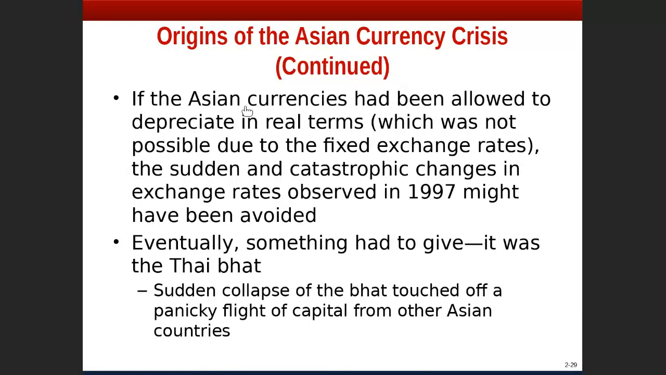If the Asian currencies had been allowed to depreciate in real terms, which was of course not possible because of the fixed exchange rate regimes in place, the sudden and catastrophic changes in exchange rates observed in 1997 might have been avoided. Eventually, though, something had to give, as is always the case. It was the Thai baht. The sudden collapse of the Thai baht touched off a panicky flight of capital from other Asian countries.